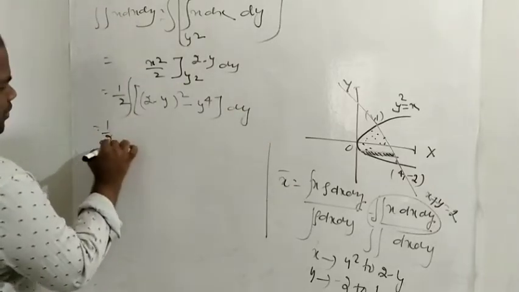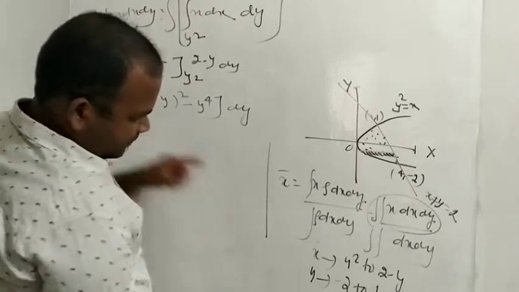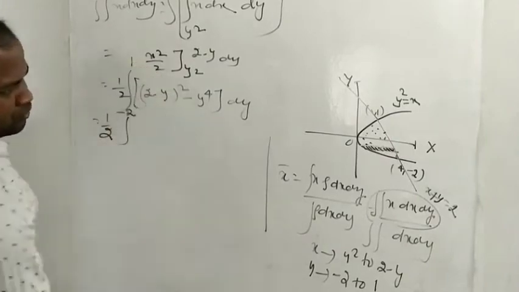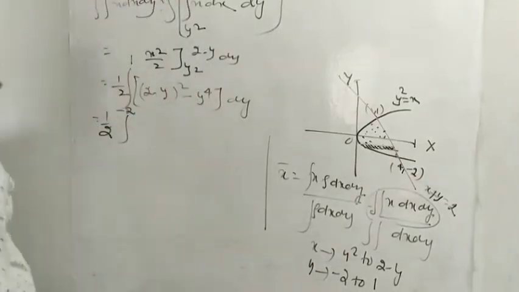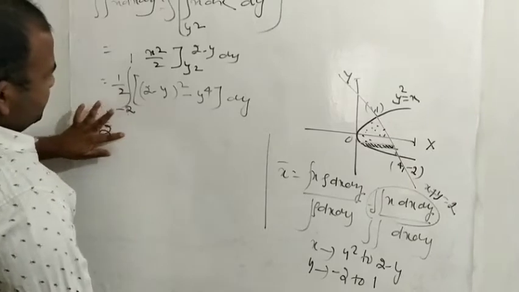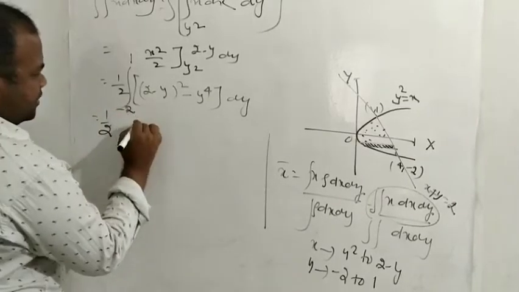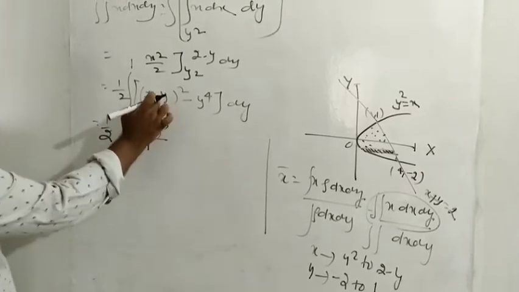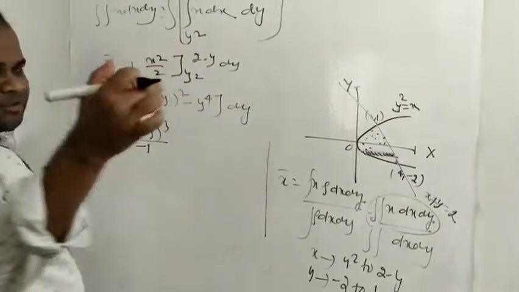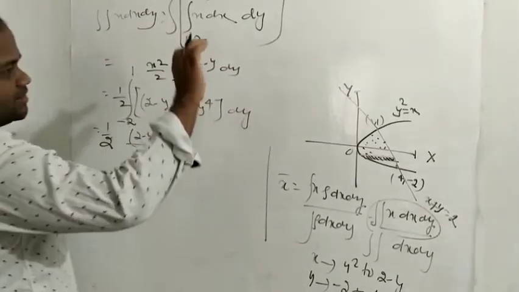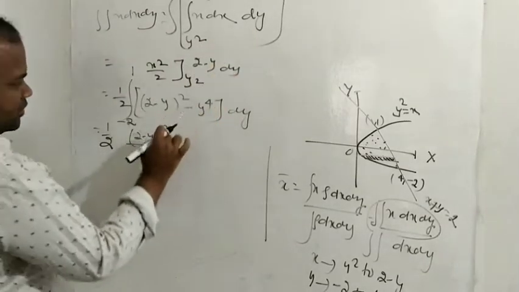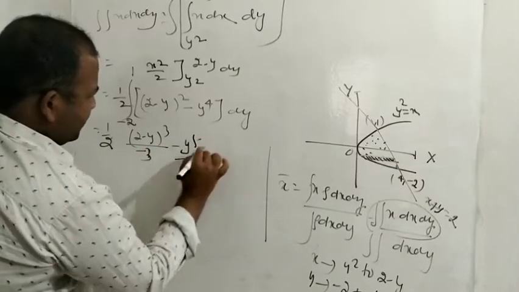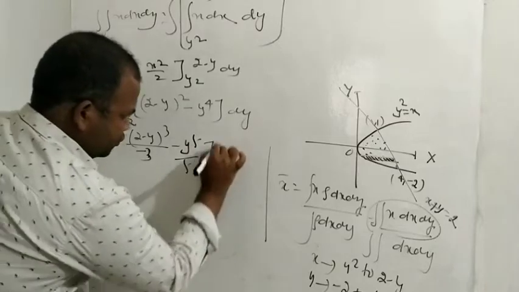Now 1 by 2 integration of, what is the limit of y? Minus 2 to 1. So this is minus 2 to 1. Okay. So what is the integration of 2 minus y? That is (2 minus y) cube upon minus 3, because the coefficient of y is minus, using x raised to n plus 1 upon n plus 1. That is 2 plus 1, this is 3, and this is y raised to 5 upon 5. Limit minus 2 to 1.